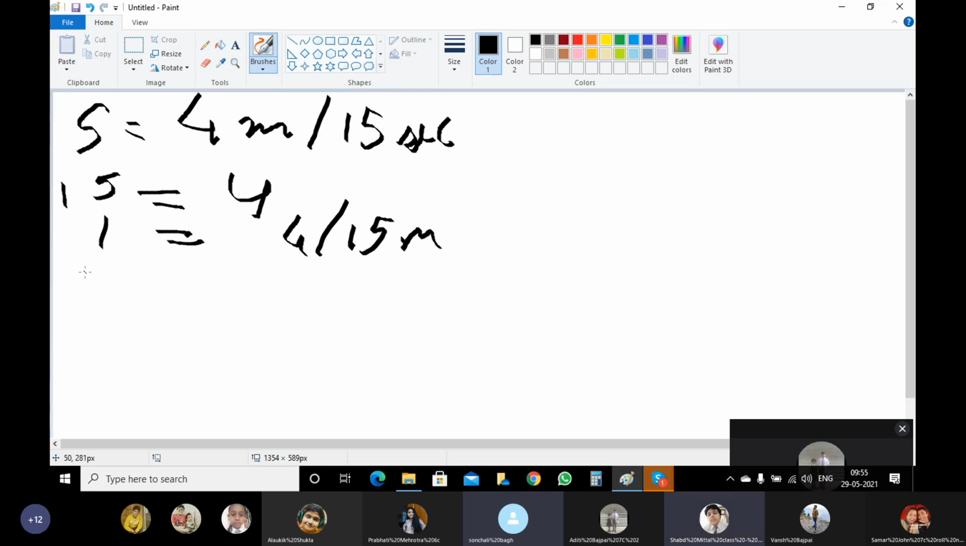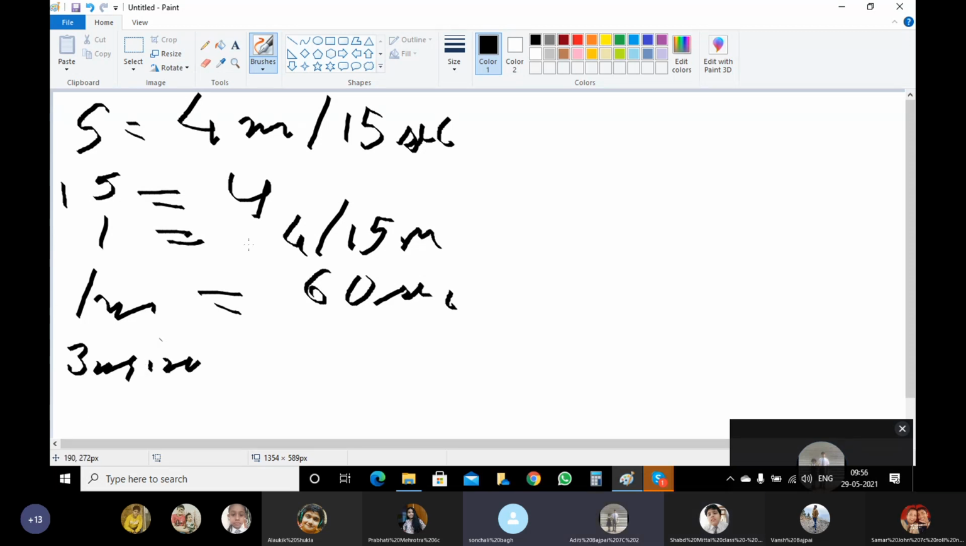Yesterday we learned this thing, or not? Yes, ma'am, we have learned this. So what is 1 minute? 1 minute is equal to 60 seconds, yes or no? Then how much is 3 minutes equal to? Ma'am, 3 into 60, and that is equal to 180. Is it 180 seconds or 180 minutes? Ma'am, seconds.